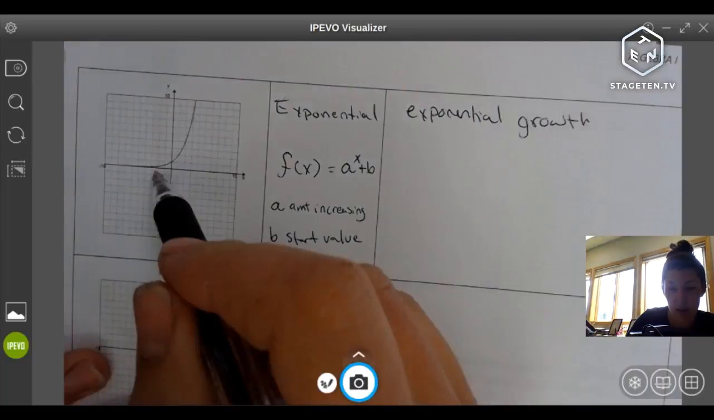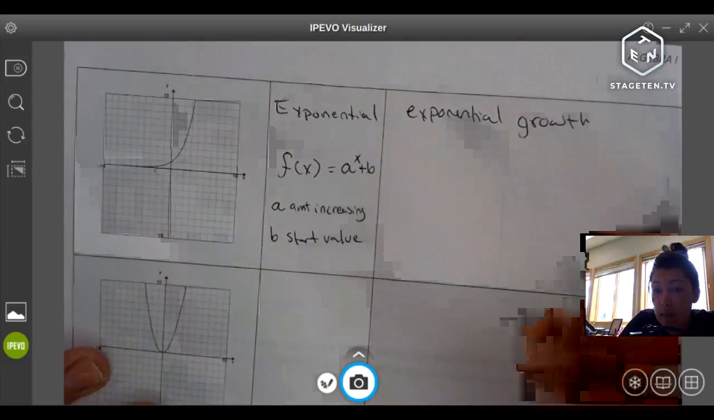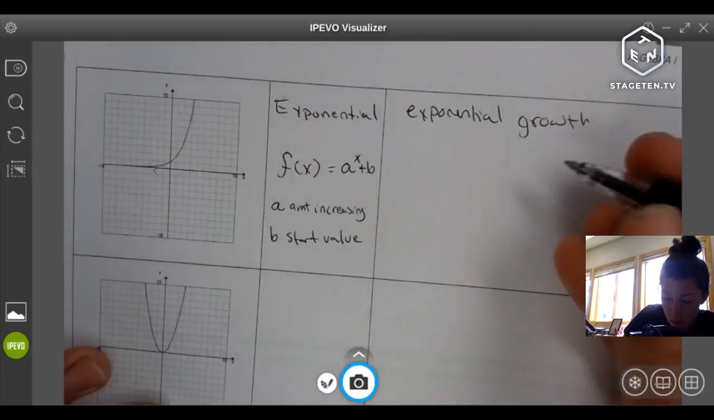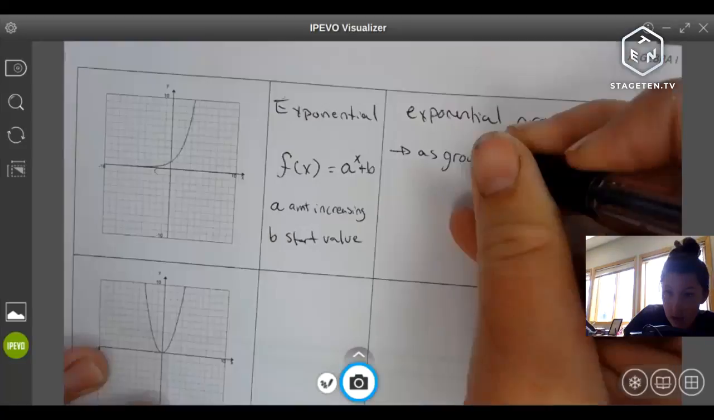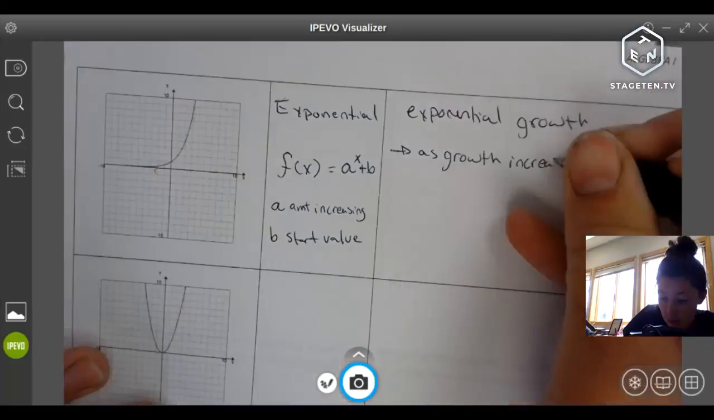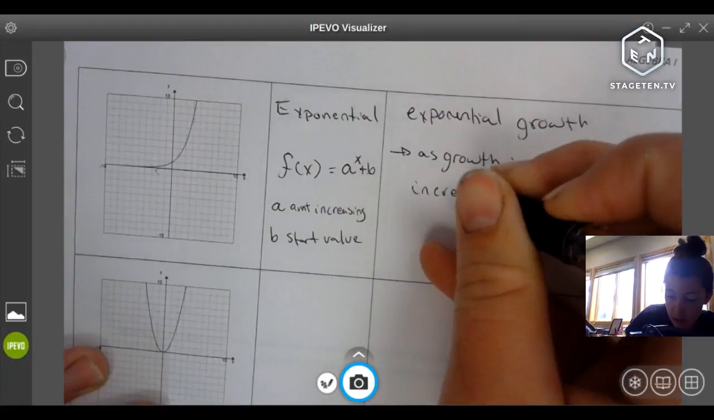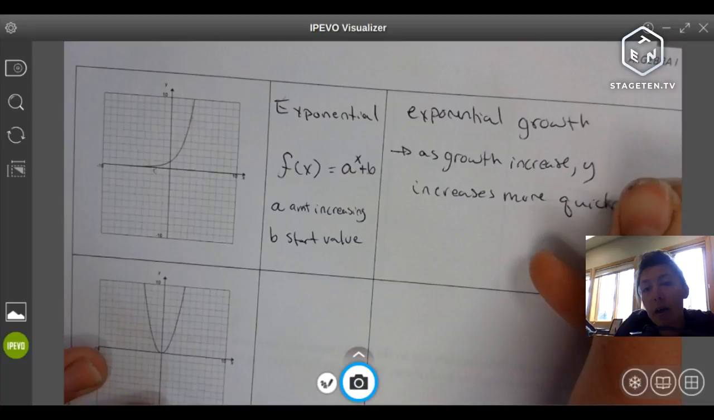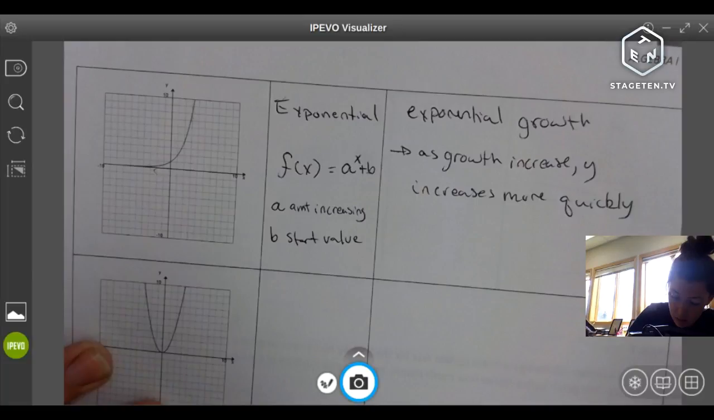So it is an exponential growth because it's increasing, right? It could be an exponential decay if it was decreasing. It's not. So as x increases, y increases more quickly.